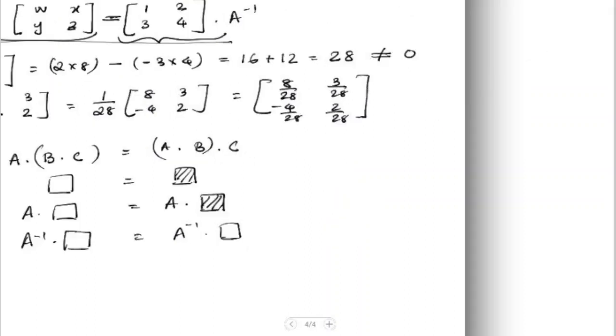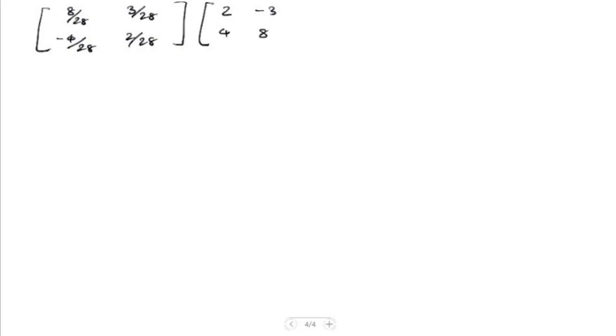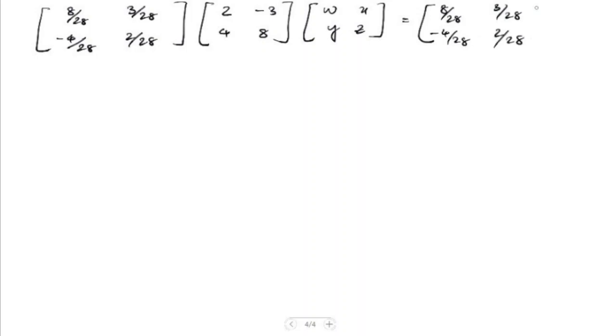So now let's write here our A inverse, which is 8 over 28, minus 4 over 28, minus 3 over 28, and 2 over 28, times the matrix 2, minus 3, 4, 8, times the unknown matrix W, X, Y, and Z, should be equal to, multiplying the A inverse on this side again, 8 over 28, minus 4 over 28, minus 3 over 28, and 2 over 28, times the matrix we had on this side, 1, 2, 3, and 4.